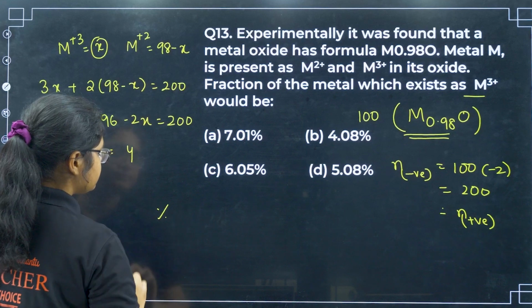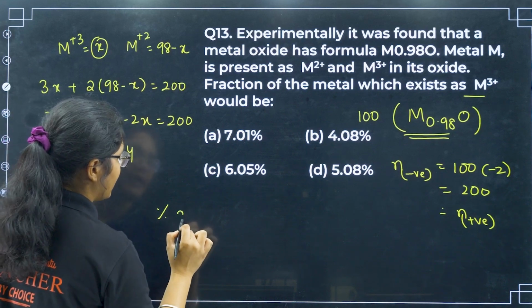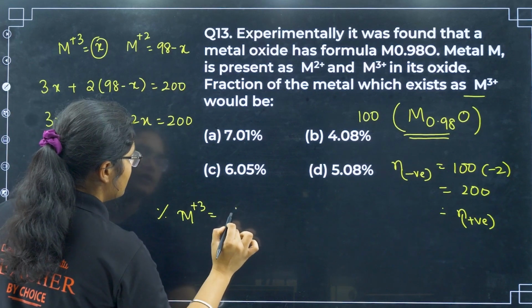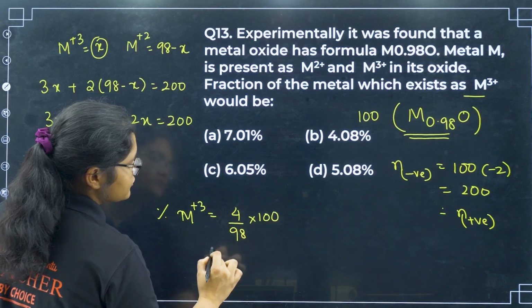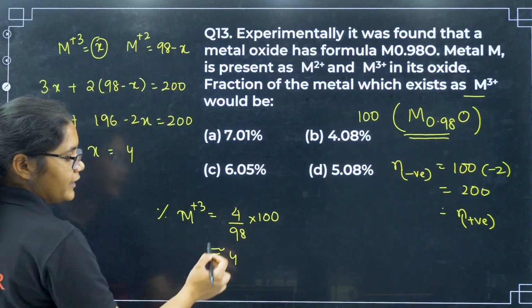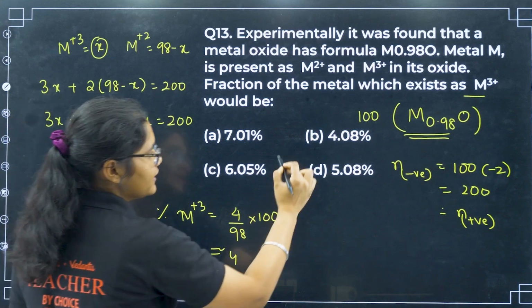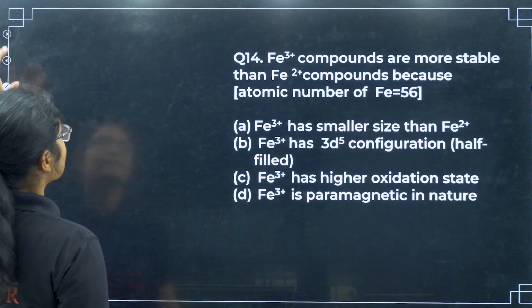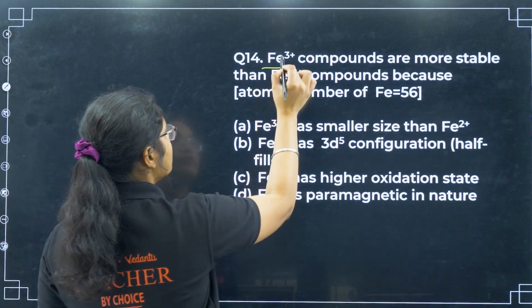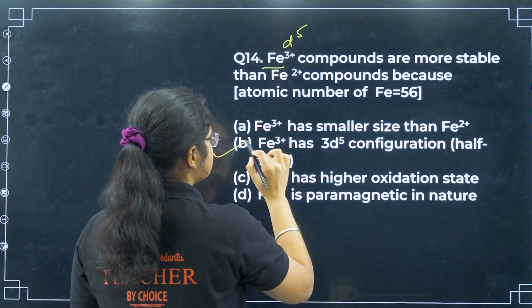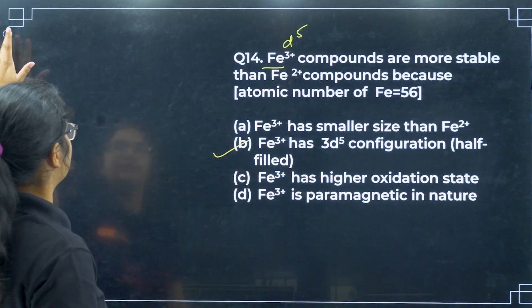Now what is the percentage of M3 plus, because you have to calculate in the form of percentage. So 4 by 98 into 100, so it will be nearly equal to 4, right? You can just convert it into 100, we can cancel. So option number B here. Next, Fe3 plus compounds are more stable than Fe2 plus. All we know that they have d5 configuration, so that is why option number B here.